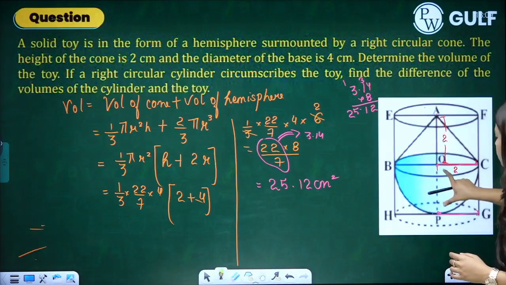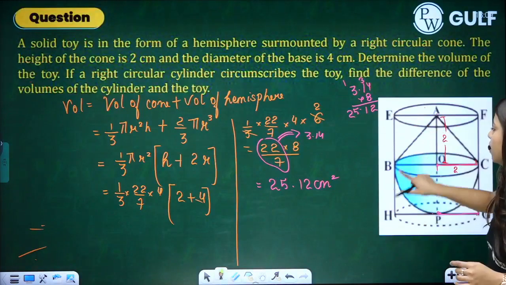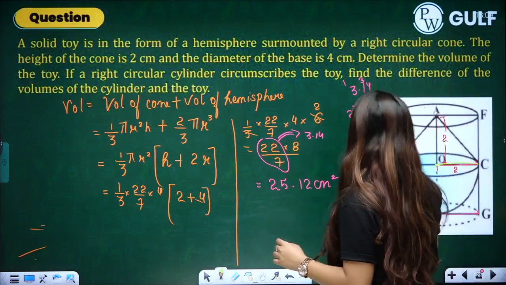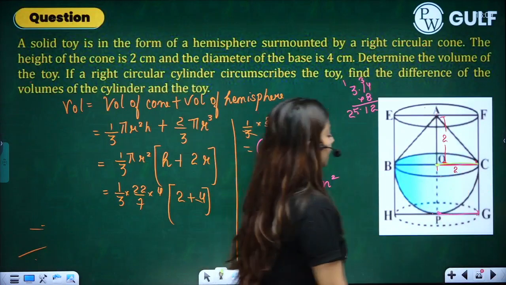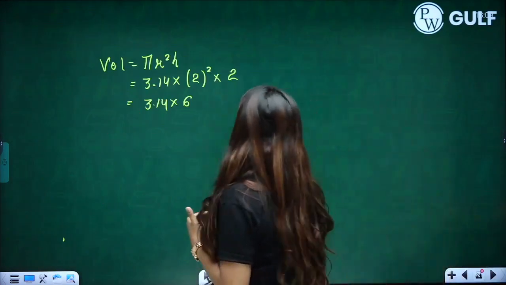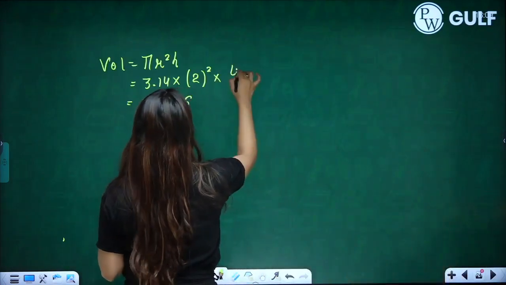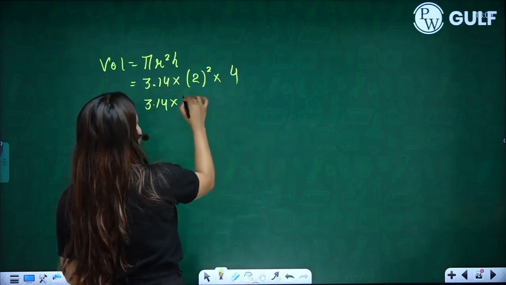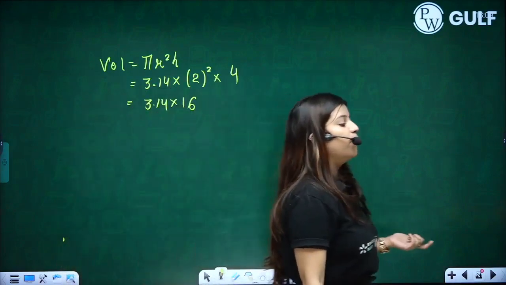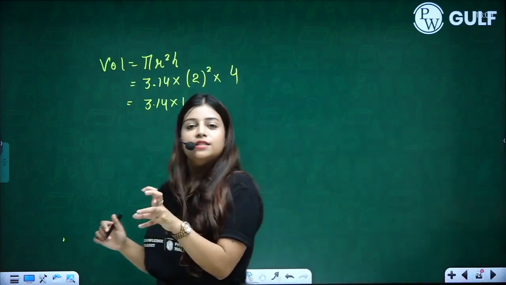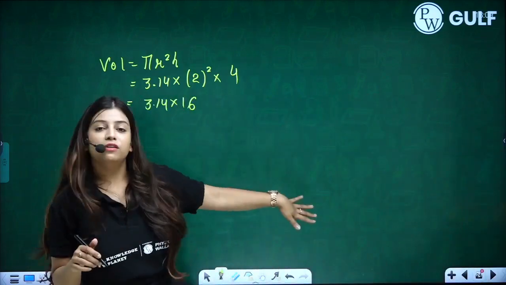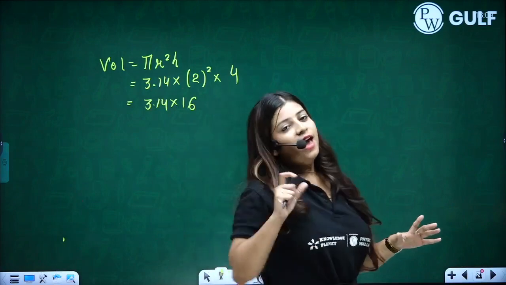Right, so the radius is 2, the height will be 4, and the radius square is 4, and we can simply calculate it further. Over here the height will be 4, sorry, 2 plus 2. So we have 4 into 4, 16. So 3.14 into 16 will be the volume of your cylinder. Now this will be subtracted by the previous volume that we have of the toy, and the difference will be clear.